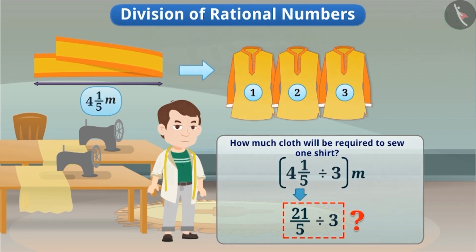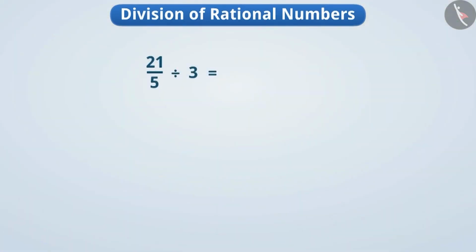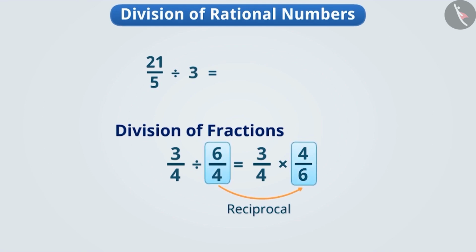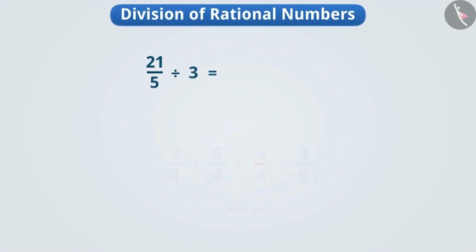Let me tell you. The division of rational numbers is done in the same way as division of fractions. That is, the first number is kept exactly the same and is multiplied by the reciprocal of the second number. And you know that to get the reciprocal of a number, we interchange its numerator and denominator. As we see here, 3 can be written as 3 by 1, and to take its reciprocal, we interchange 3 and 1. This will give us the reciprocal 1 by 3.